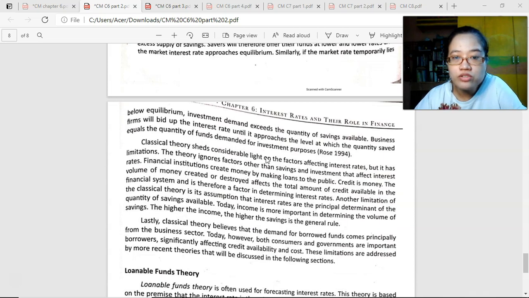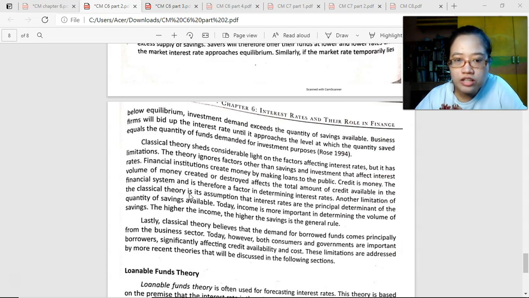Classical theory sheds considerable light on the factors affecting interest rates, but it has limitations. So yung theory na to, classical theory or Fischer Hypothesis, this ignores factors other than savings and investment that affect interest rates. Financial institutions create money by making loans to the public. Credit is money. The volume of money created or destroyed affects the total amount of credit available in the financial system and is therefore a factor in determining interest rates.